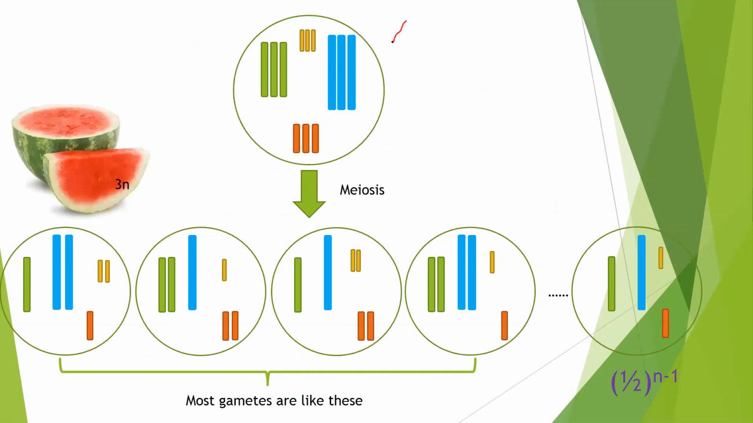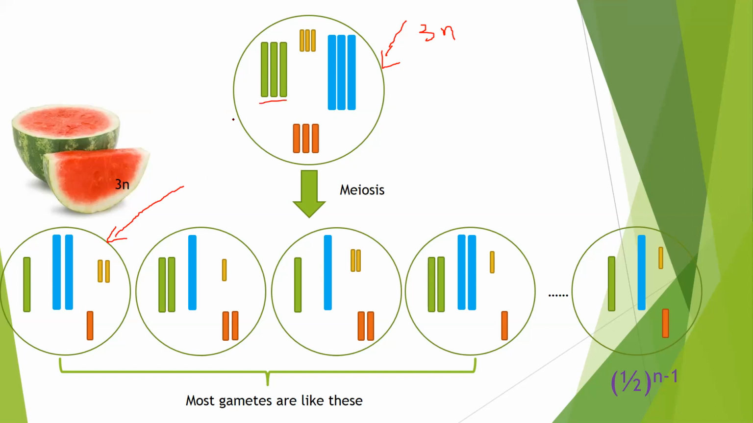Suppose this is a 3N parent, and for each chromosome, I only show you 4 chromosomes here. Actually, in the watermelon, there are 11 chromosomes, but because of the space, I just use 4 as an example here. This 3N parent goes through meiosis to produce gametes. It's very likely to produce a gamete like this, because each chromosome is going to segregate independently. We have learned this before based on Mendel's law.